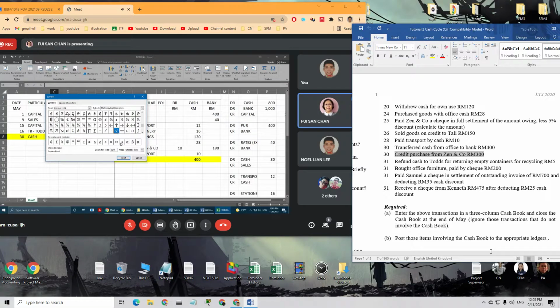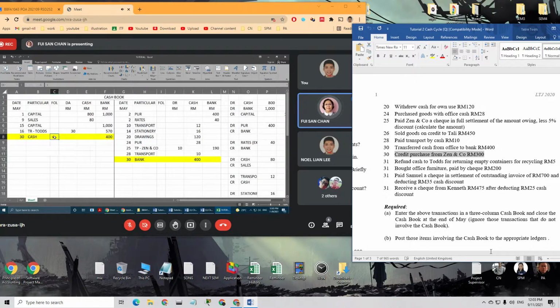Okay, I want to insert this one. So remember, put a tick, this one got marks, no? Okay, for a transaction like this, put a tick. So meaning, we credit cash, we debit bank. Read your question carefully, yeah?